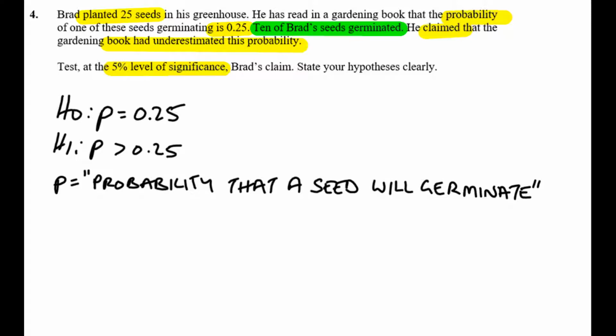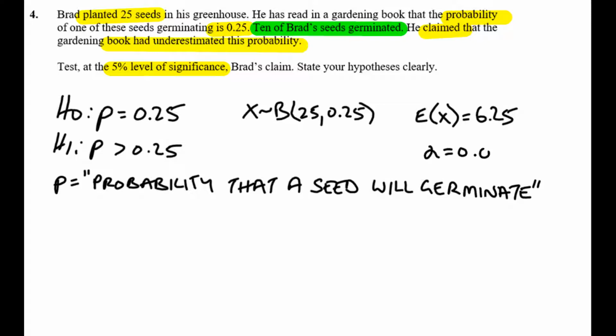Okay, coming back to the null hypothesis. This is all based on a binomial distribution where n equals 25 and the probability of success equals 0.25, meaning we can find the expectation. Expectation equals 6.25. We also have our significance level, 0.05. All right, so really all of this should be down before we go much further.